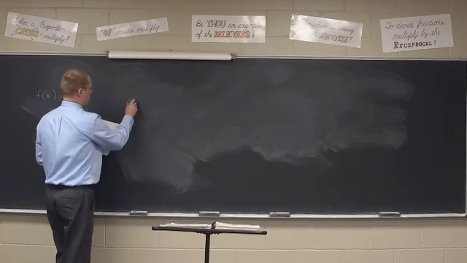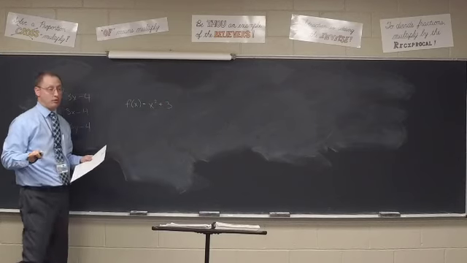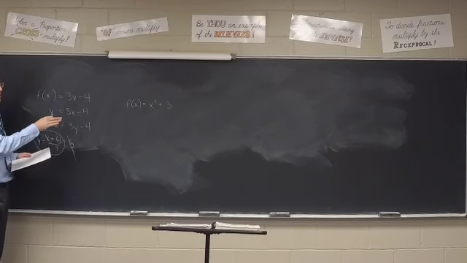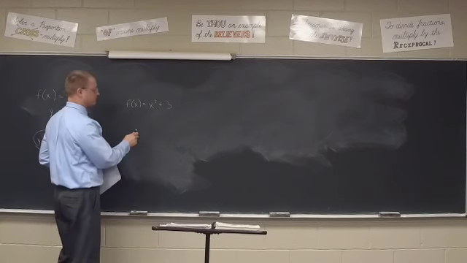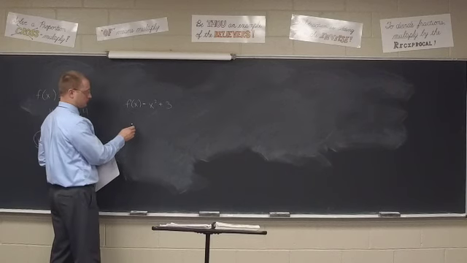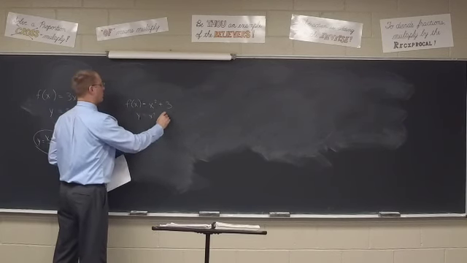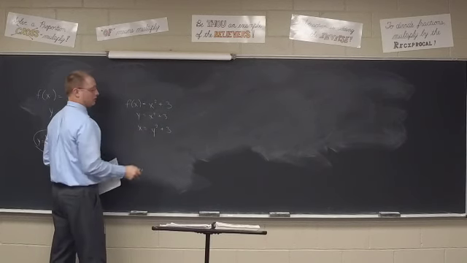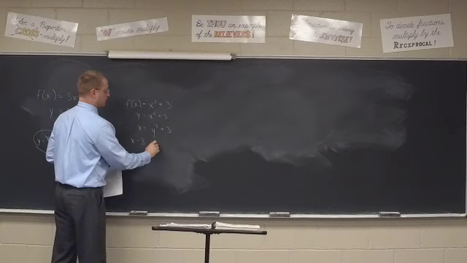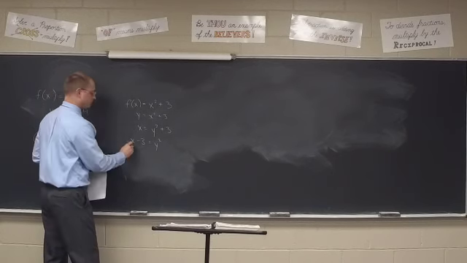The next one, we had f of x is equal to x squared plus 3. Now, this is not a one-to-one function. So when we take the inverse equation, it will not be a function. Ethan, what do we need to do? We need to change the f of x to y. Switch the x and the y. Minus 3. Square root both sides.